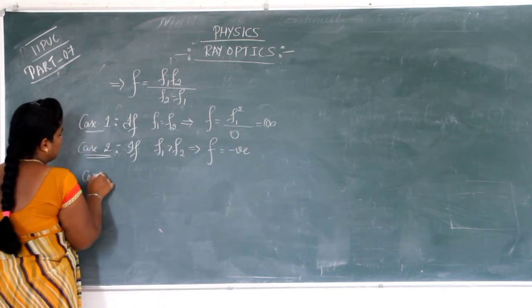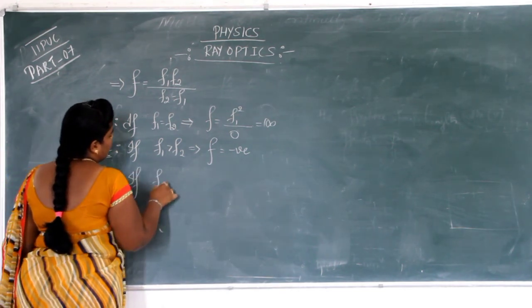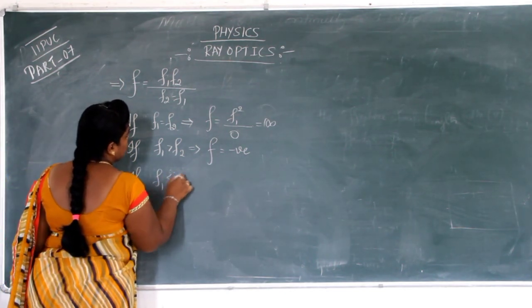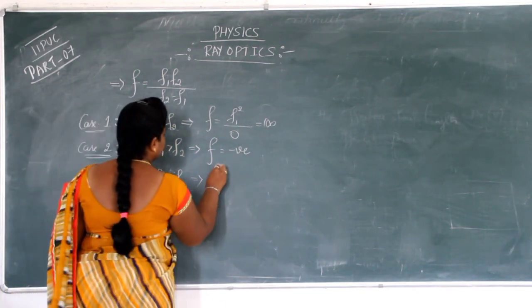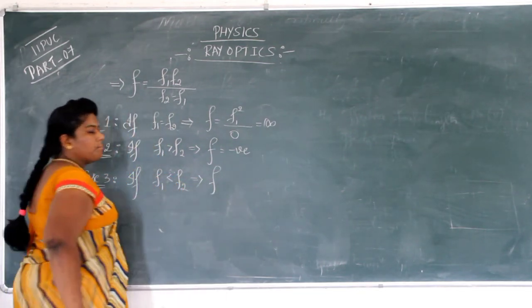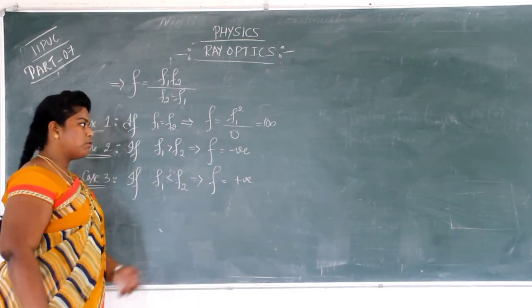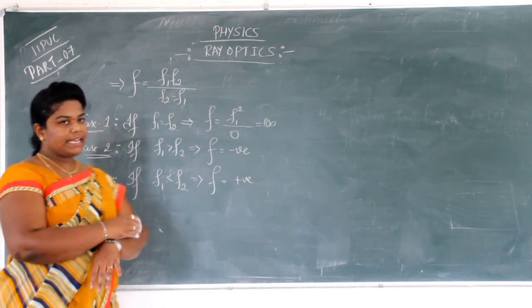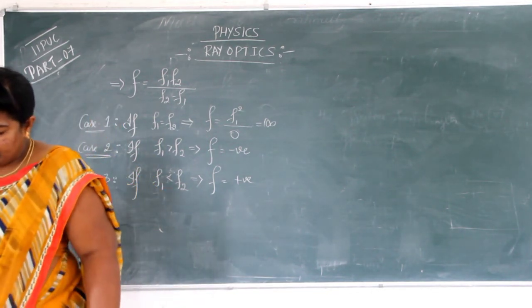Similarly, in the third case, if f1 is less than f2, the focal length becomes positive. So we got three cases: one is infinity, one is positive, and another one is negative.